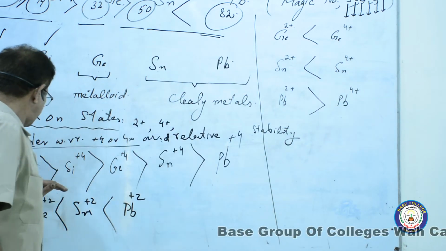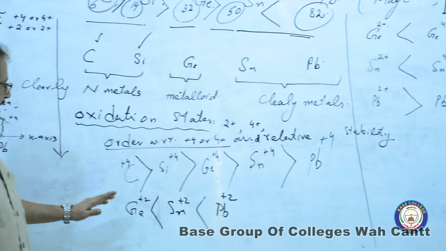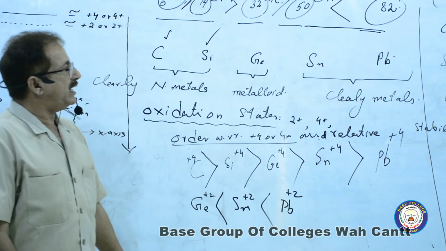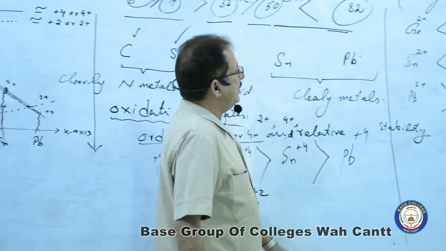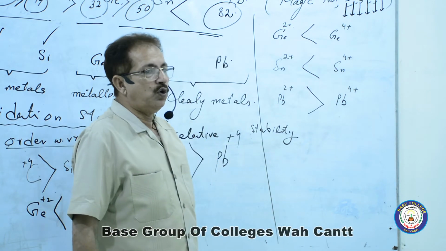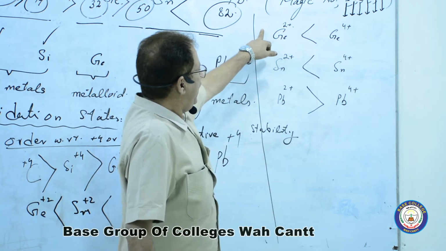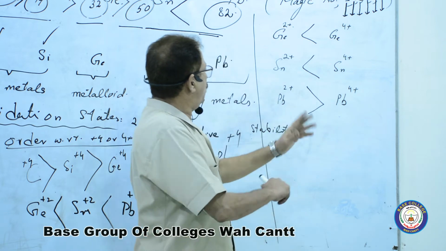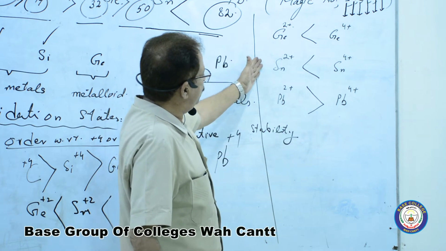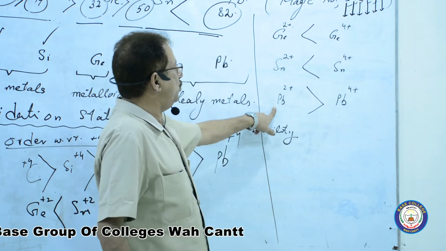First order about plus 4 oxidation states. Second order about plus 2 oxidation states. Now another comparison: Ge plus 4 is more stable than Ge plus 2. Sn plus 4 is more stable than Sn plus 2. Pb plus 4 is less stable than Pb plus 2.